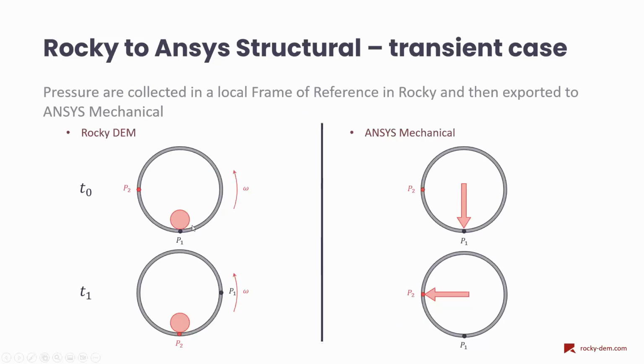Here we have a simplified schematic of a rotating drum with a single sphere inside of it. At time t0, we have this particle applying a force at point P1, and after a certain rotation, the force will be applied at point P2. The particle remains at the bottom of this geometry, and the geometry is rotating. On the Ansys Mechanical side, rather than the geometry moving, the force will be corrected. Since the geometry does not move, the load will be displaced, so that the forces are applied at points P1 and P2 respectively, just like the original case in Rocky.